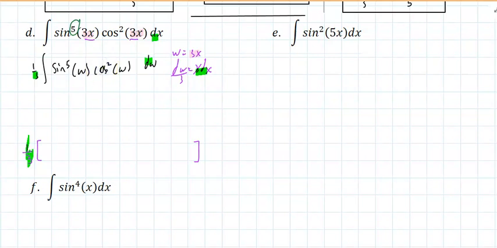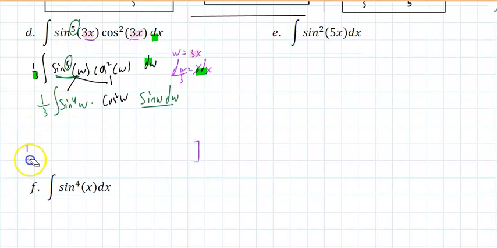Now that I have it in terms of w, not 3x, I could pay attention to the rule. I see an odd power right there. I'm going to save one of these factors. I'm going to save the sine of w dw. That means this cosine I'm not going to touch. But if I take the sine to the 5th and I save a sine of it, doesn't that mean there's sine to the 4th of w left?